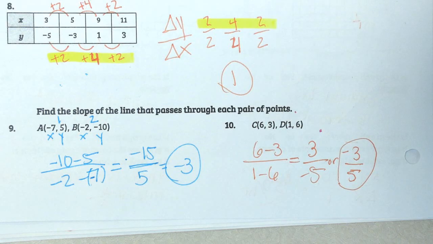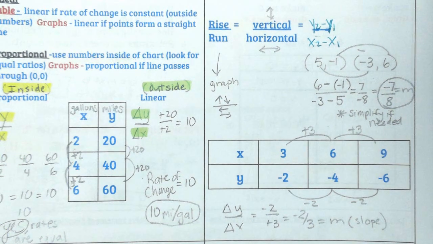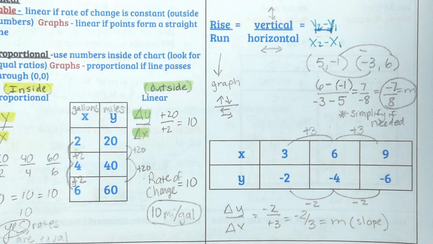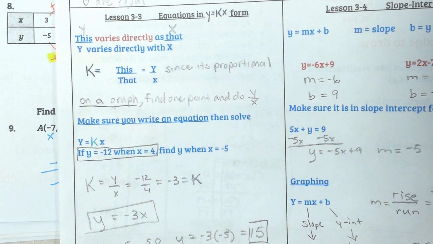Are there any questions on that one? Any questions so far on where to find things on your paper, your help paper? Okay, we're done with slope. That means we're moving down to 3-3.